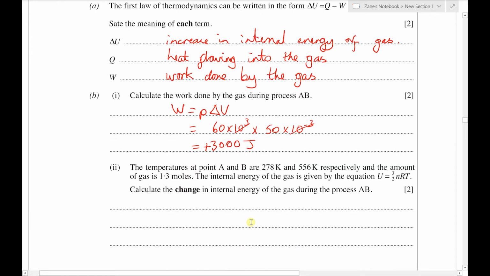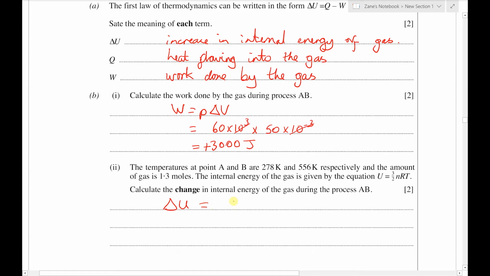The temperature at point A and B are 278 and 556 Kelvin respectively, and the amount of gas is 1.3 moles. We're given the formula for the internal energy, U equals 3 over 2 nRT, that's in the data book anyway. And we've got to find the change in internal energy of the gas during that process.